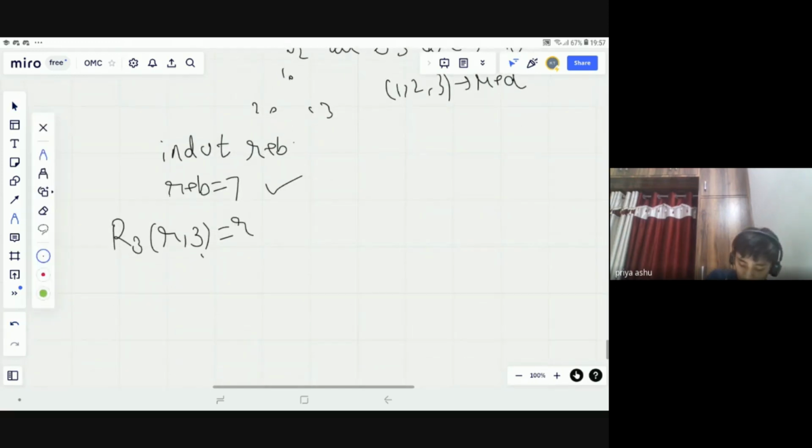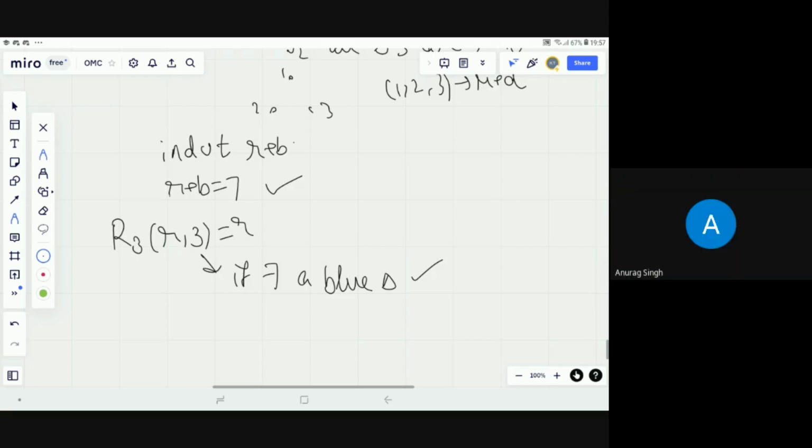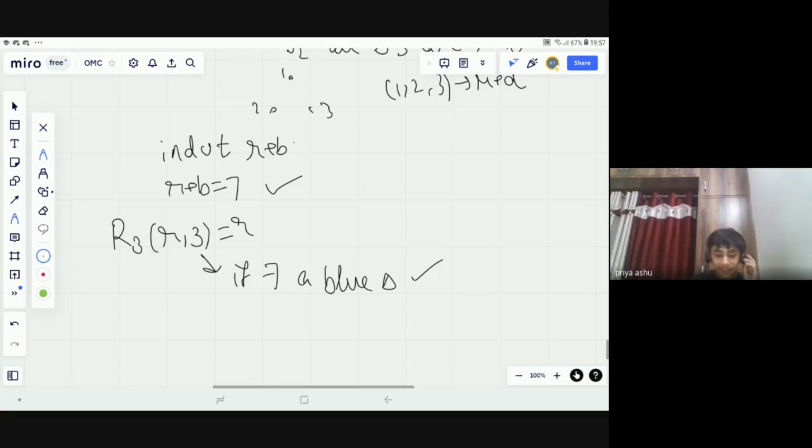That is, if there exists a blue triangle. Can you induct on something? Yes, we are inducting on R plus B. No, I mean, R3 of R comma 3 will always be R. Yes, we will do that. This 3 can also be generalized. We'll come to that at the end. First, we'll just do the case of 3. Okay, that can also be generalized.